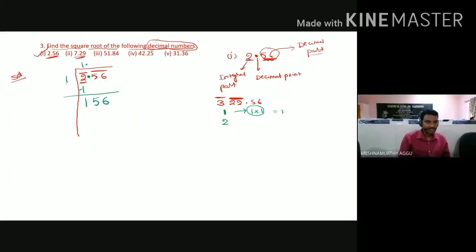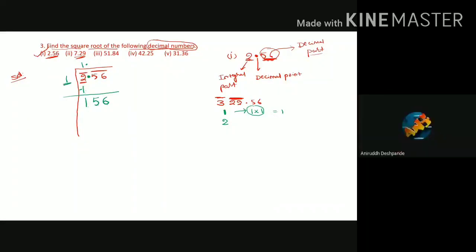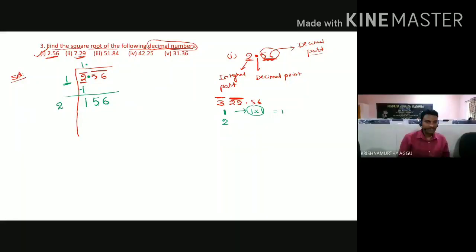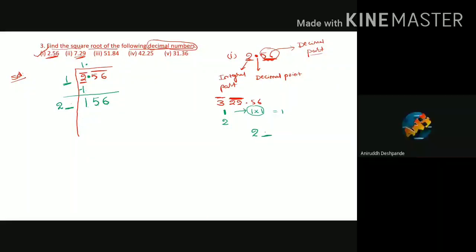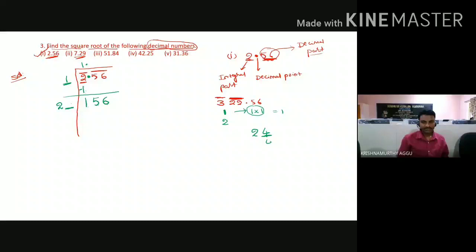Next process. What is this? 1 double is 2. Double it and write it here. After 2, you keep a blank. In this blank, which digit is to be selected to get 156? 4 or 6. Let us select 4 first. 4 fours are 16, 4 twos are 8 plus 1 is 9, so 96. You are not getting 156. So 4 is not possible.